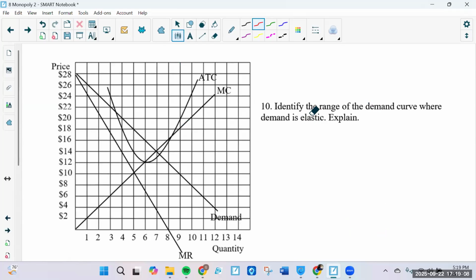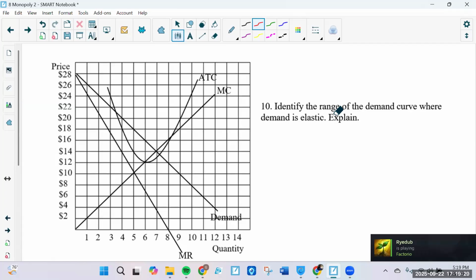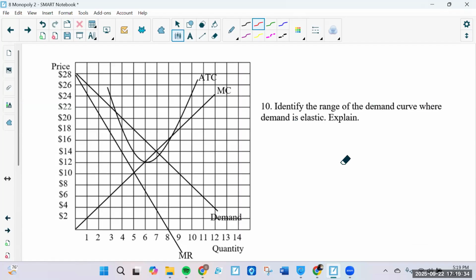Next, identify the range of the demand curve where demand is elastic. Explain. This is a good one. They will often ask you, at a quantity of 10, is demand elastic or inelastic? At a quantity of 22 or 23, is demand elastic or inelastic? They'll ask you questions like that. This is just saying, hey, go in here and identify the range of the demand curve where demand is elastic.